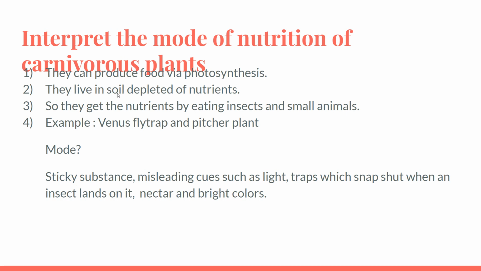That's because the soil that they live in is depleted of nutrients. So in order to get more nutrients, they eat the animals and take the nutrients from them. The examples are Venus flytrap and pitcher plant.